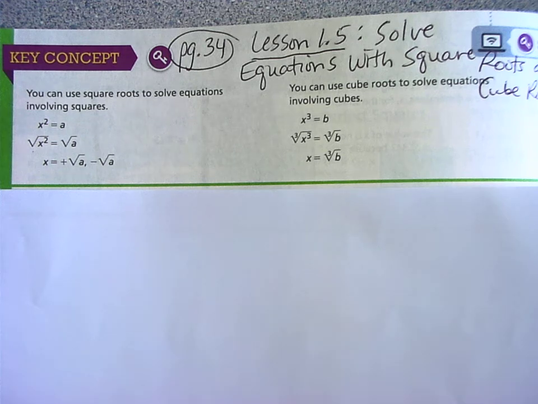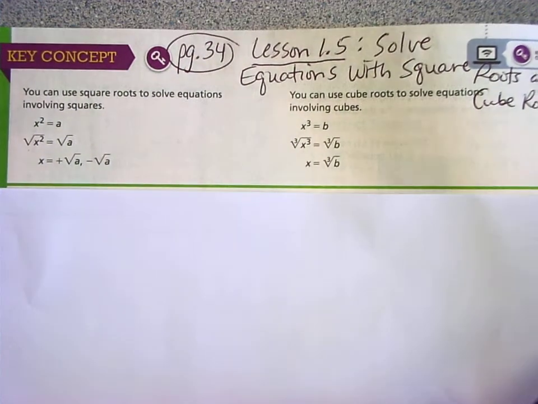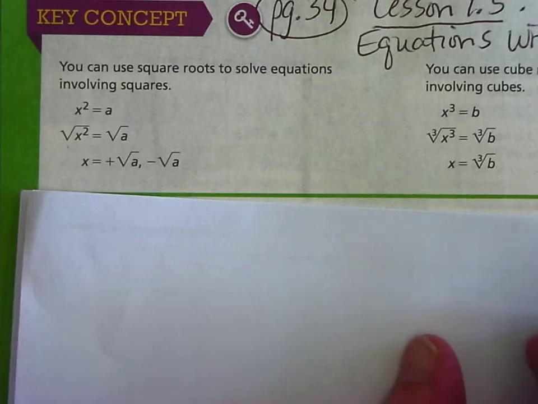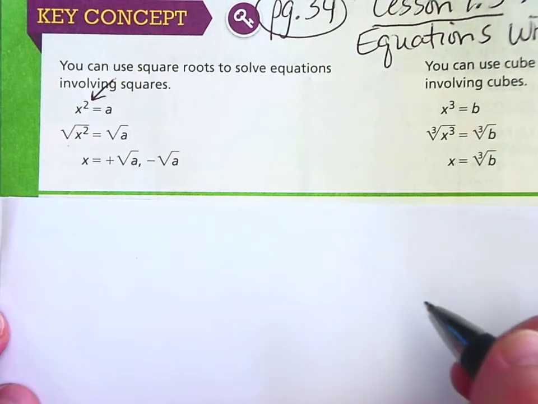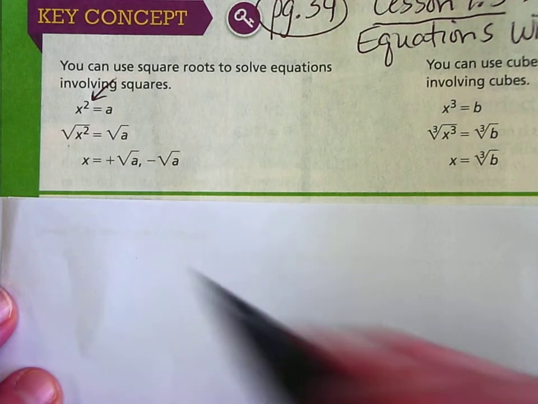We're going to look at lesson 1.5, solving equations with square roots and cube roots. Okay, so let's take a look at the square roots equation. Anything with a square root in it, you're going to square root. So this x squared, that 2 means you are going to square root your numbers.